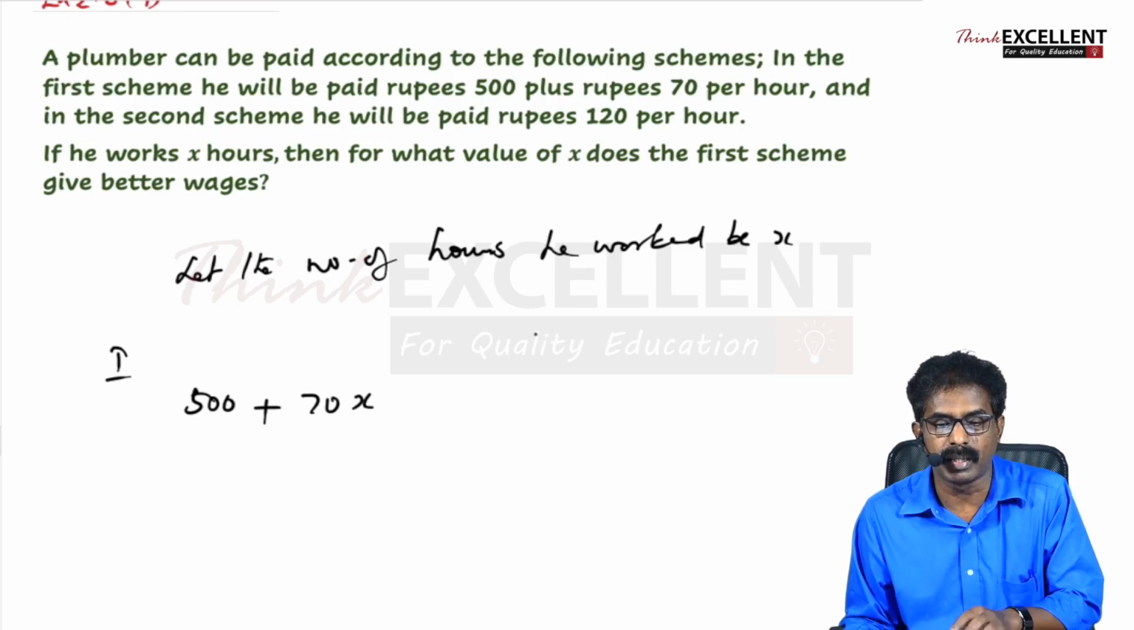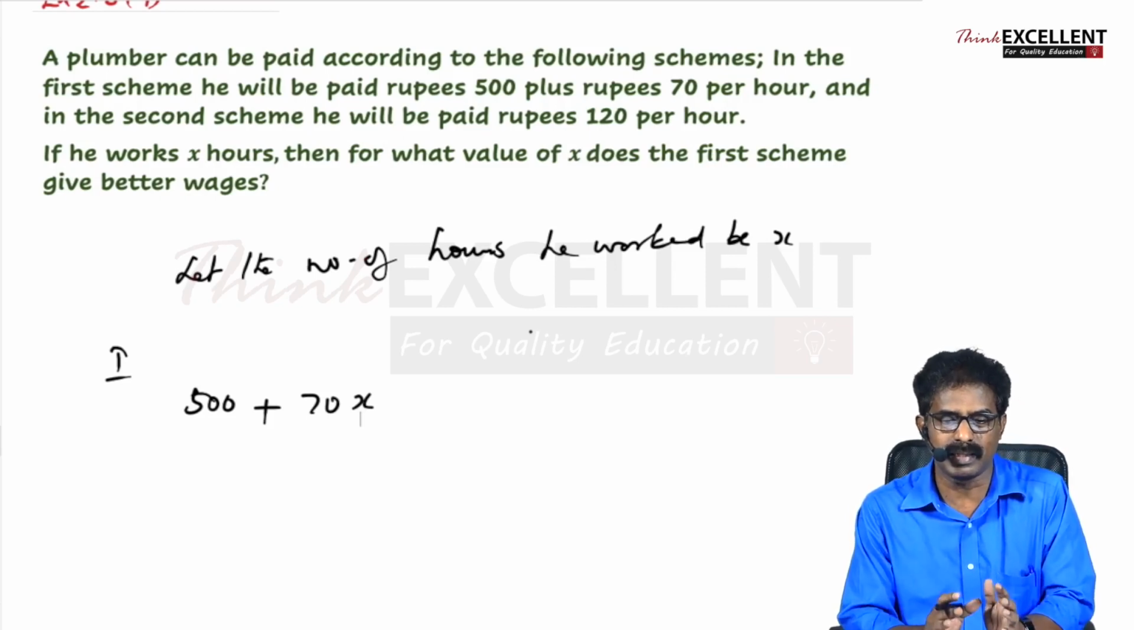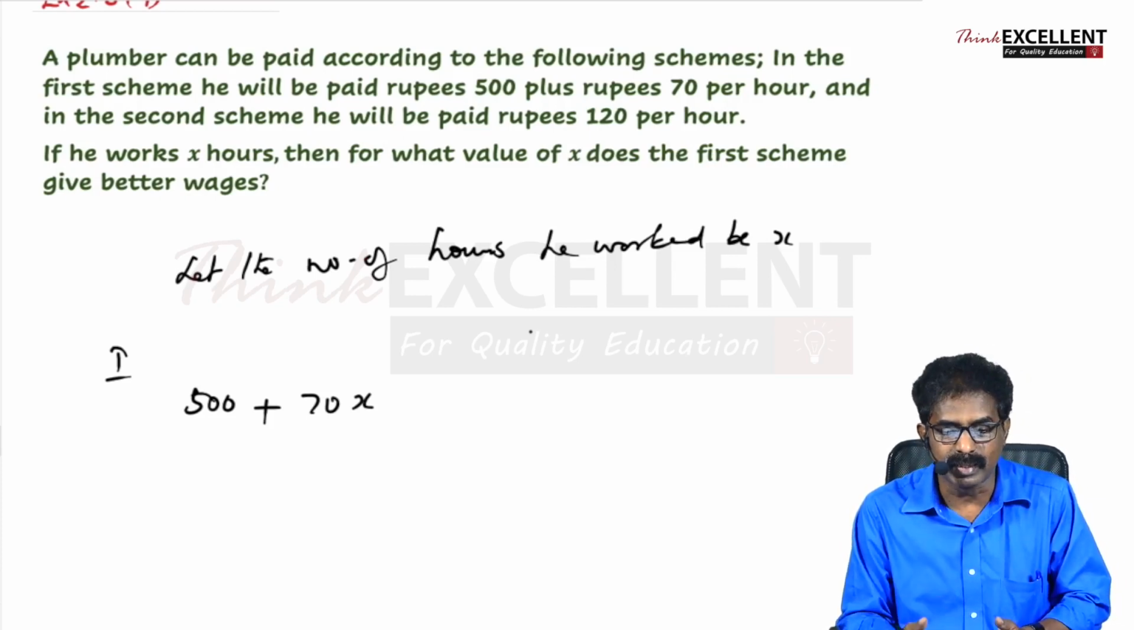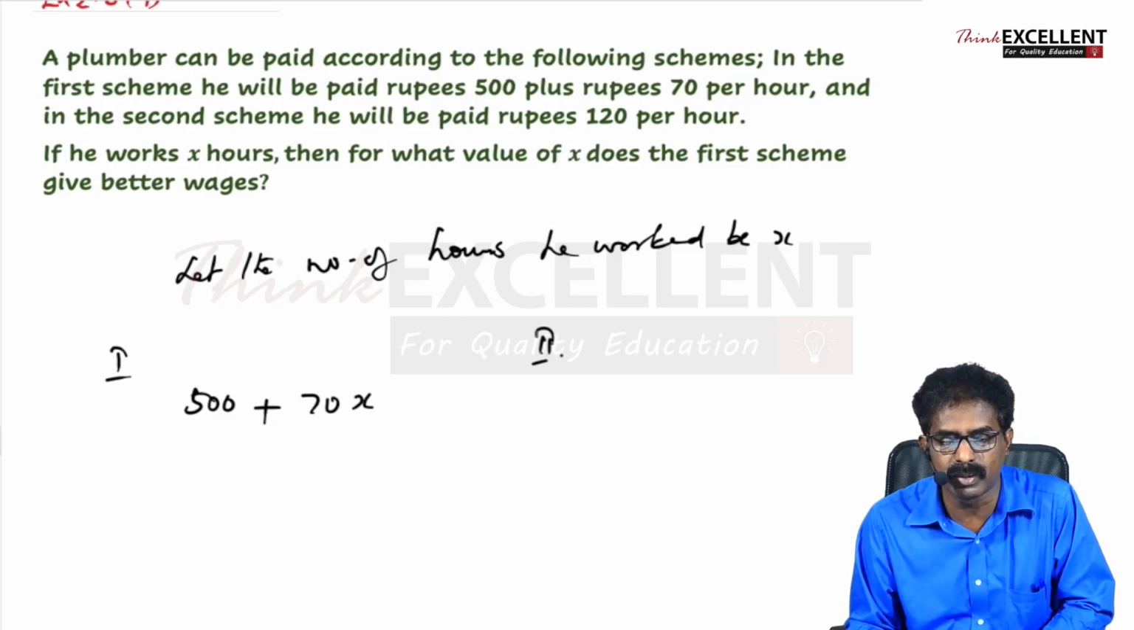A plumber can be paid according to the following scheme. In the first scheme, he is paid rupees 500 plus rupees 70 per hour. Okay, so the basic salary is 500 rupees, plus the number of hours he worked into 70 will be added to that 500. Okay, there is another scheme, what is it?